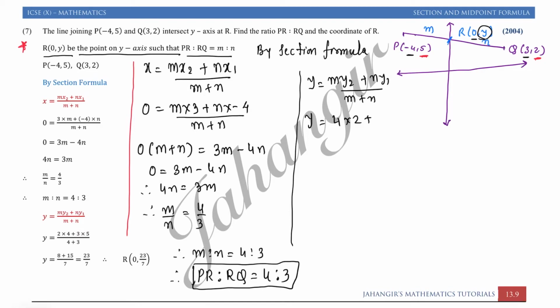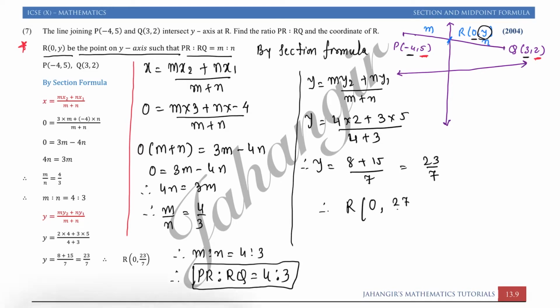y2 is 2, m is 4, n is 3, y1 is 5, upon m plus n, that is 4 plus 3. So therefore y is equal to (4 into 2, that is 8, plus 3 into 5, that is 15) upon (4 plus 3, that is 7). So that is 23 by 7. So therefore the coordinate of R is (0, 23 by 7). Do not write it as a mixed fraction, otherwise you may lose your marks.